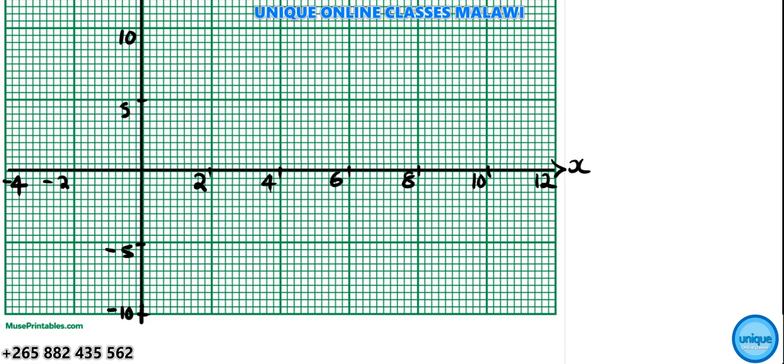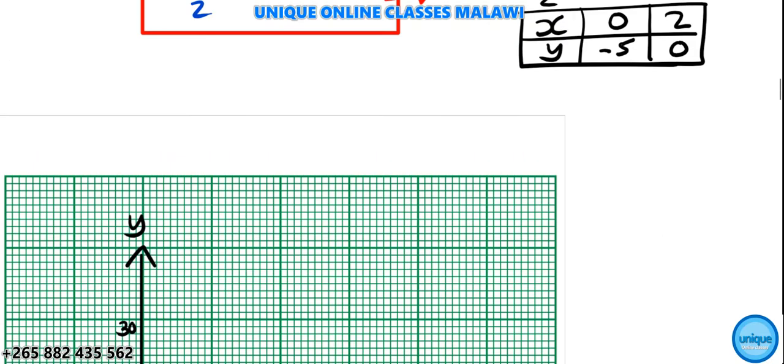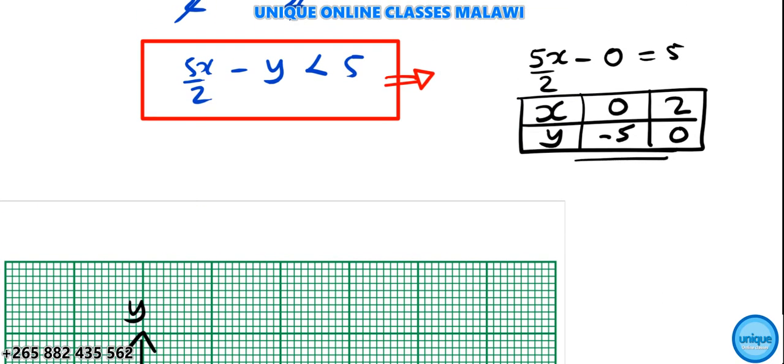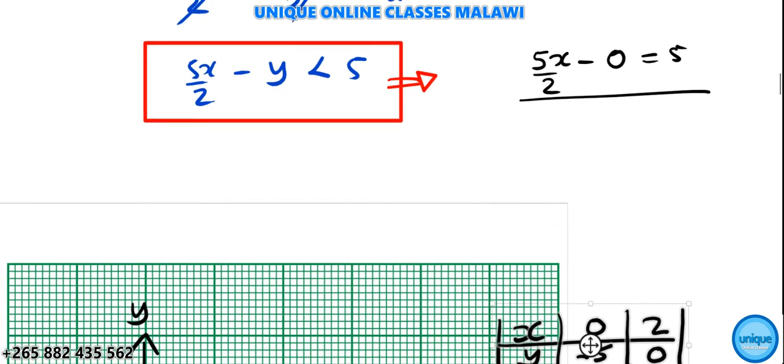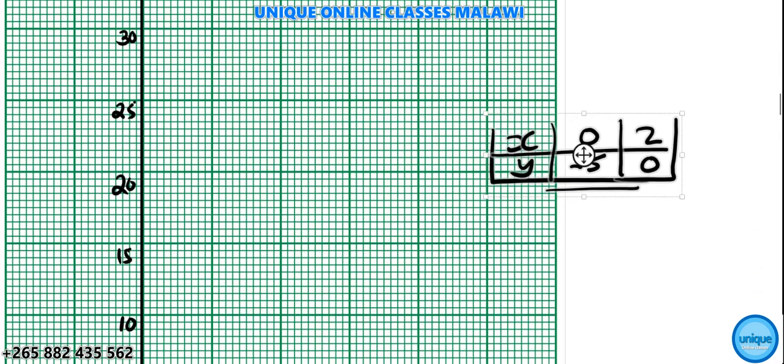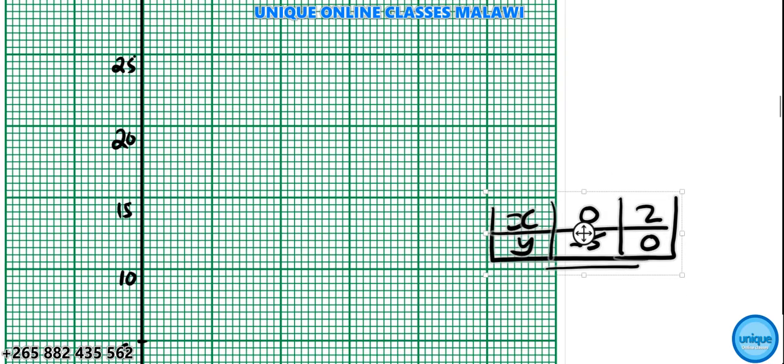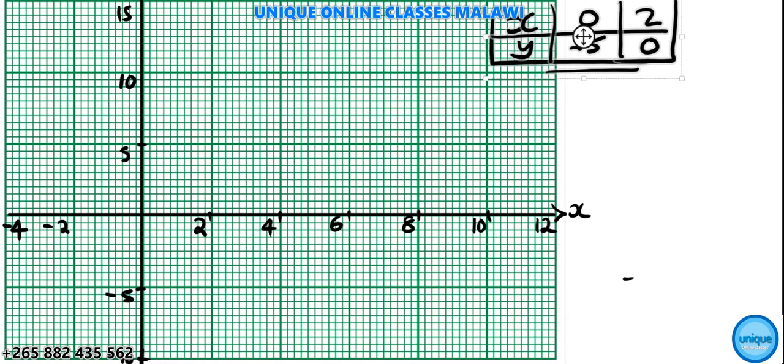Now, when x is 0, y is negative 5. So when x is 0, y is negative 5. We are talking about this point here. Then when x is 2, y is 0. So we are talking about this point here.